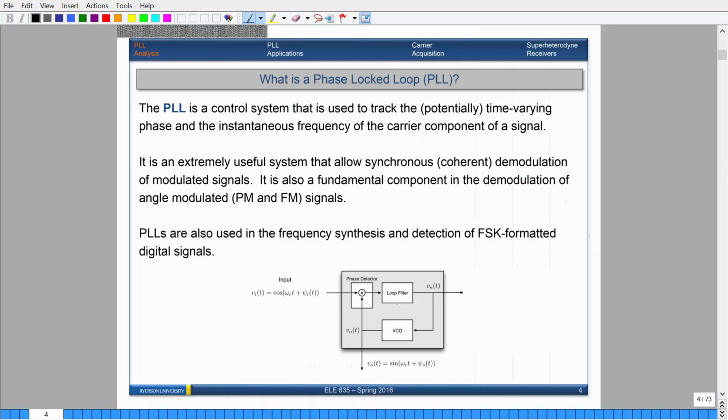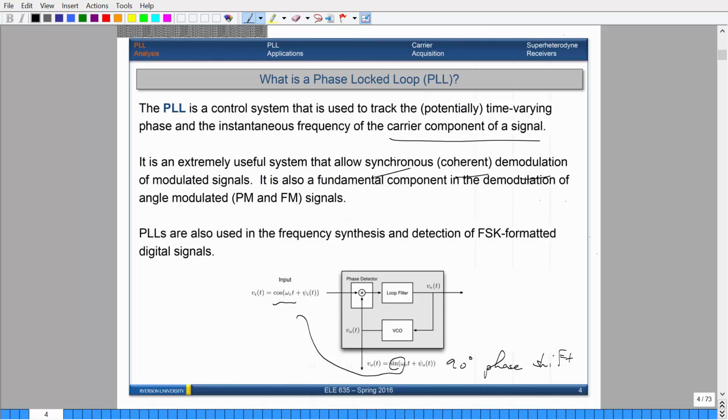I also like to point out that there is a 90-degree phase shift for the output. So if you have the input, which is a cosine. Okay, the output is a sinusoid. So there's a 90-degree phase shift, and I'll talk about why this is important later. But it's imperative that you see that the output is a 90-degree phase shift of the input. So it's a control system that tracks a potentially time-varying phase and also the frequency of a carrier component. And this is extremely important because it allows you to perform synchronous or coherent demodulation.